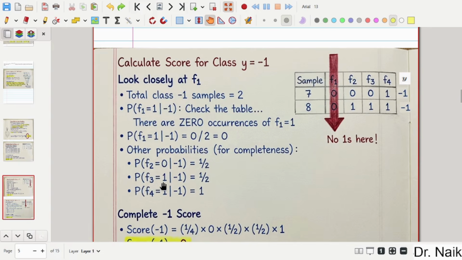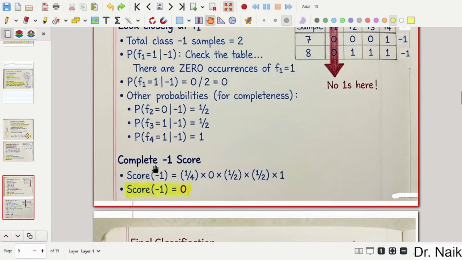Probability of F3 equal to 1 given minus 1. F3 equal to 1 occurs only in the 8 sample. So it is 1 by 2. Probability of F4 equal to 1 given minus 1 is 2 by 2. So 2 by 2 means 1, because 1 occurs in sample 7 as well as in 8. So it is 2 by 2.